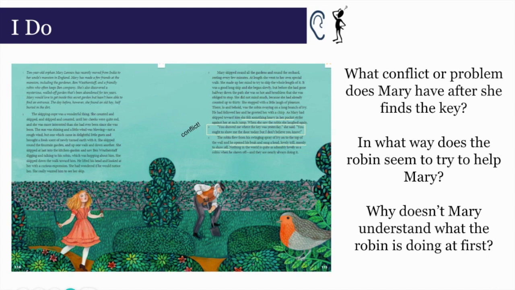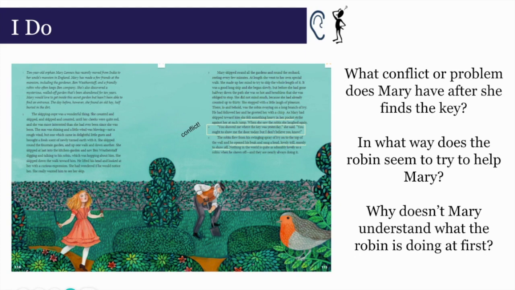Let's look at our second question. In what way does the robin seem to try to help Mary? Well, the robin is flying from a long branch of ivy and sits on top of the wall, singing loudly as if he's trying to get Mary's attention. And why doesn't Mary understand what the robin is doing at first? Well, she thinks the robin is showing off, rather than trying to show her where the door to the secret garden is.